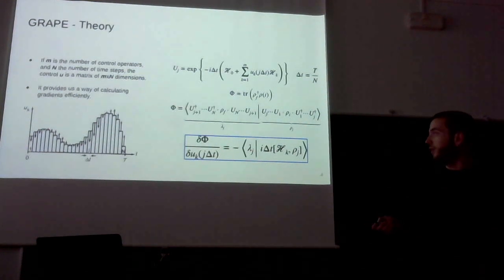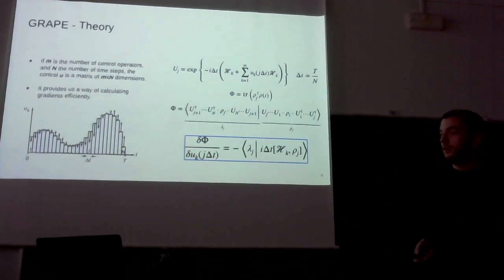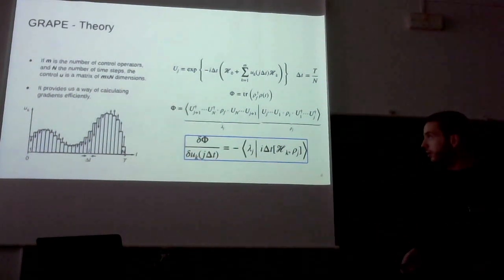a way of calculating the gradients efficiently, because here we have the formula for how it is done. If we were not doing it this way, we would need to calculate with finite differences, so we would need to calculate the fidelity at least 2 times for each gradient.